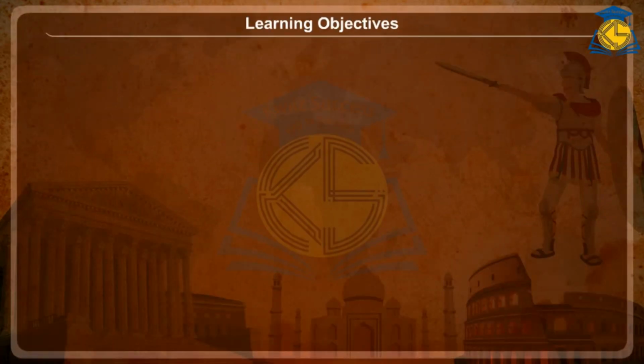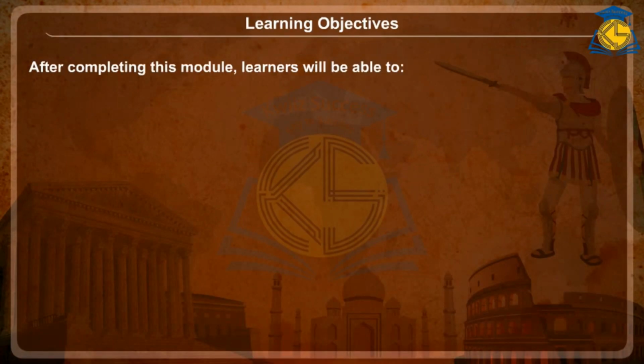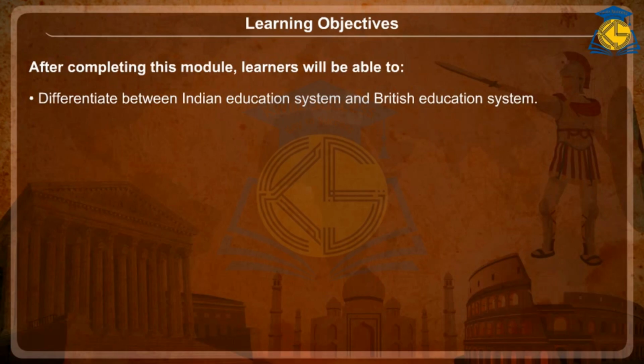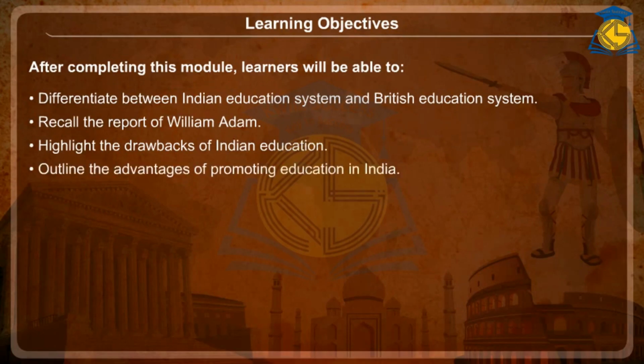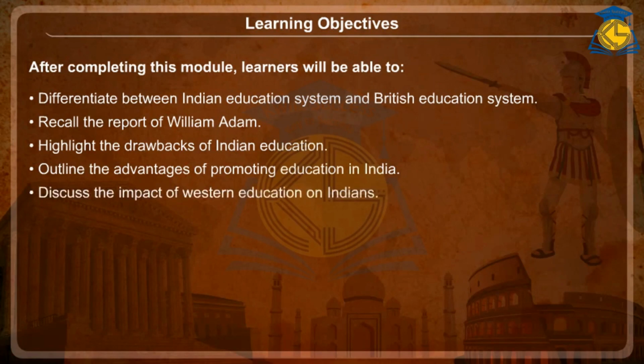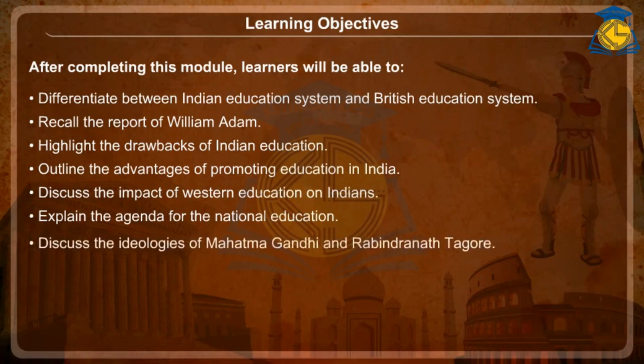Learning objectives. After completing this module, learners will be able to differentiate between Indian education system and British education system, recall the report of William Adam, highlight the drawbacks of Indian education, outline the advantages of promoting education in India, discuss the impact of Western education on Indians, explain the agenda for the national education, discuss the ideologies of Mahatma Gandhi and Rabindranath Tagore.